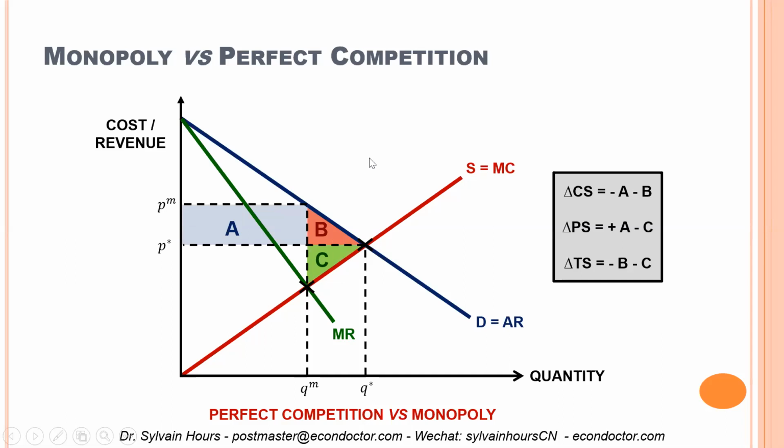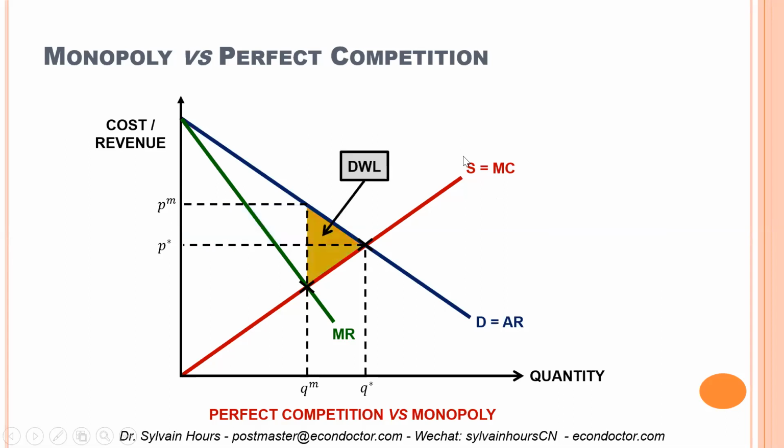Okay? So the loss in consumer surplus is A plus B, or minus A minus B. This is the change in consumer surplus. What consumers have lost. What producers have gained is plus A minus C. They have confiscated some of consumer surplus, area A, but they have lost area C. So overall, when I look at the total change in total surplus, minus A plus A, well, it cancels out. Minus C minus B, this is your deadweight loss. So this is how you can identify the deadweight loss that is caused by a monopoly.